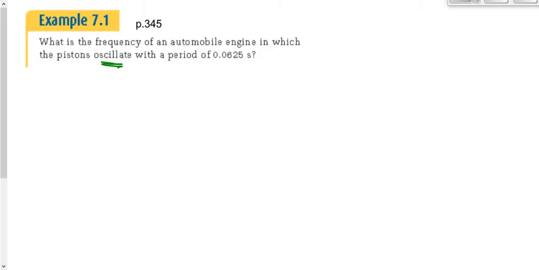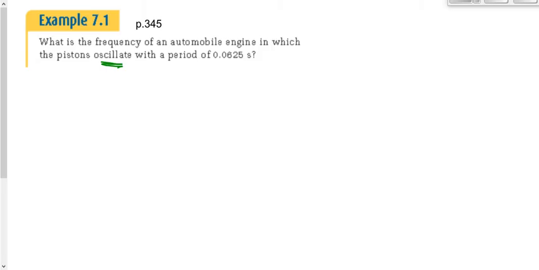So we could rephrase this. What is the frequency of an automobile engine in which the pistons go back and forth with a period of 0.065 seconds? I don't know. We probably shouldn't say go back and forth because we sound way smarter if we use the word oscillate, right? Just listen, I don't care what term you use, okay? But just understand what oscillate means. It means going back and forth.